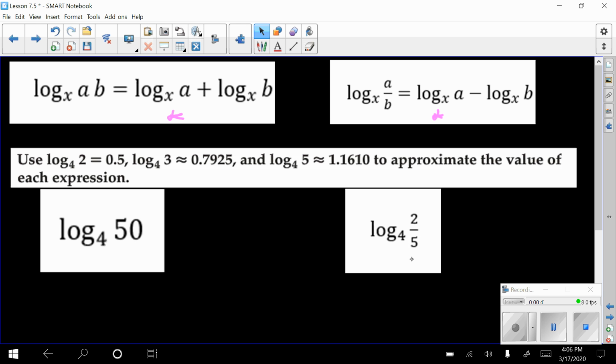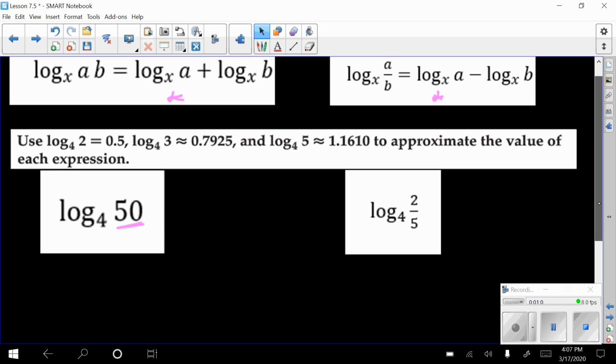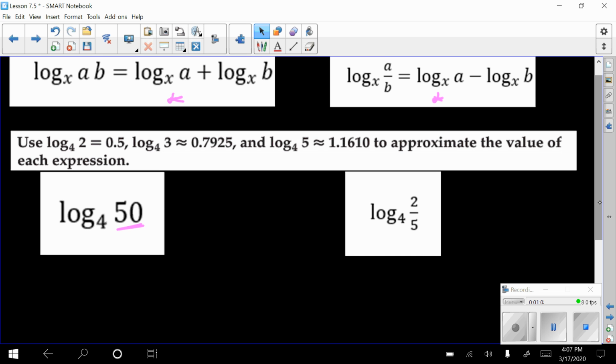Notice in the instructions it says log base 4 of 2 is a half, log base 4 of 3 is approximately something, and same with log base 4 of 5. But it says nothing about log base 4 of 50 up there. So we're going to have to rewrite log base 4 of 50 some other way. I could use all three of these, a combination of them, or I may only need one of them. How can I rewrite 50 differently?